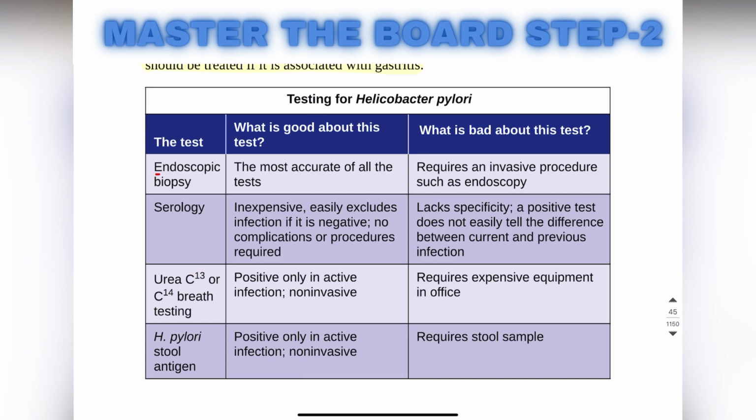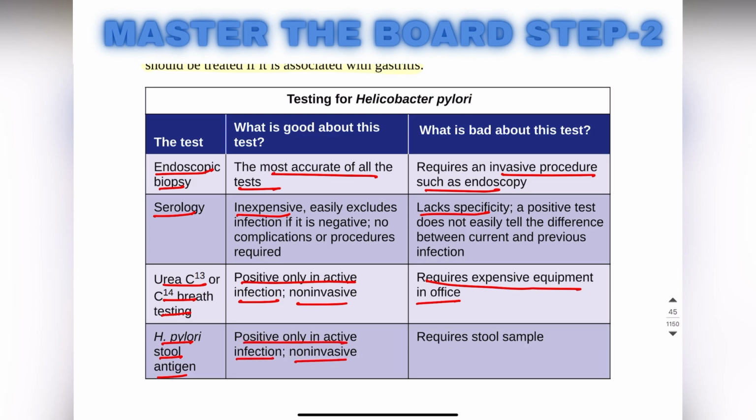It's the endoscopy biopsy, serology, urea breath testing, and H. pylori stool antigen test. So what's good about endoscopic biopsy? It's the most accurate of all the tests, but it requires an invasive procedure. Serology is an inexpensive procedure, but it lacks specificity. The urea breath testing is positive only in active infection and it is non-invasive, but it requires expensive equipment in the office. The H. pylori stool antigen is positive only in active infection and it's also non-invasive, but it requires stool samples.